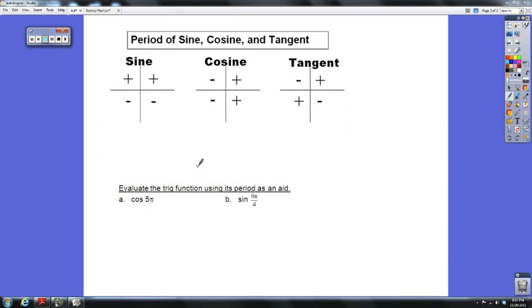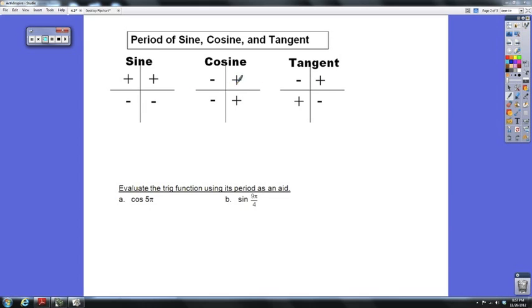In this next section, we're talking about the periods of sine, cosine, and tangent. This is going to be useful for a couple of these problems, but we're going to use this a whole lot more coming up later on when we start doing some graphs. But I've already put in the positives and the negatives. Sine is positive in quadrant 1 and quadrant 2, and it's negative in quadrant 3 and quadrant 4. Same with cosine and tangent.